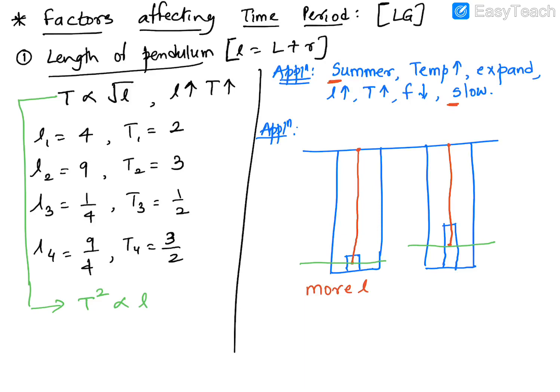Now if the effective length is more, it also means it will have more time period. That means lesser frequency, and that means it is going slower. So while you sit, it will go slow, and while you are standing, it will go faster, and while you sit, it is going to go slower. Okay, so this was the first factor.